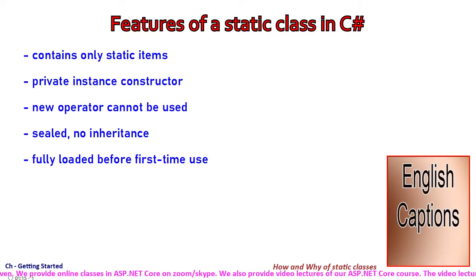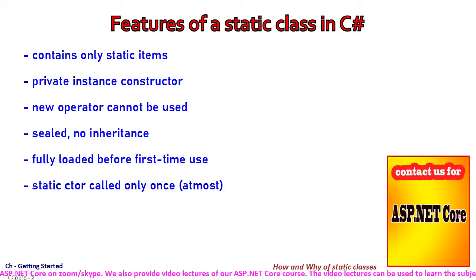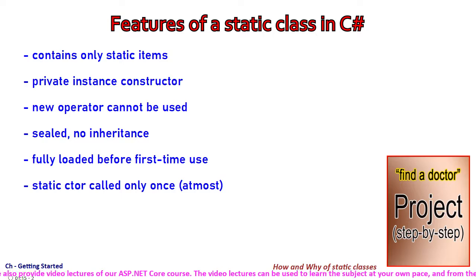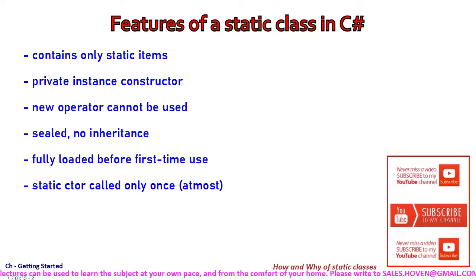The static constructor of a static class is called only once. This means that it is called only the first time when you access it. When you access the static class the second time or the third time, the static constructor will not run.